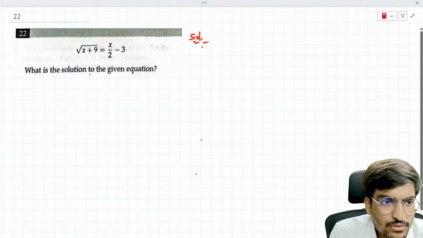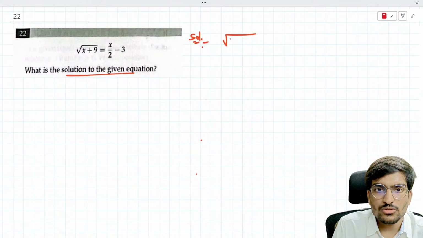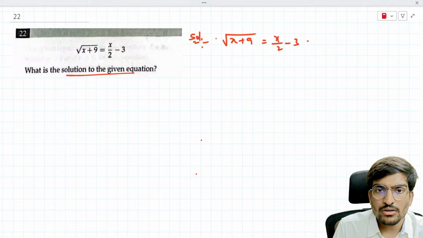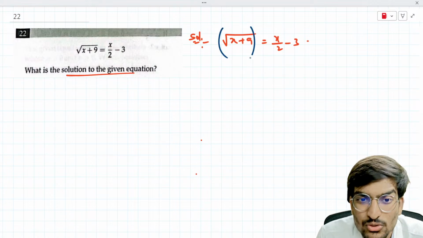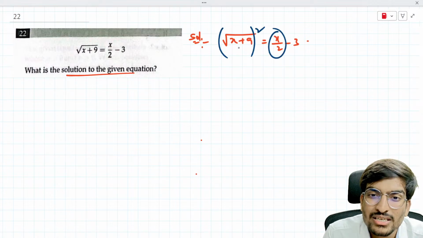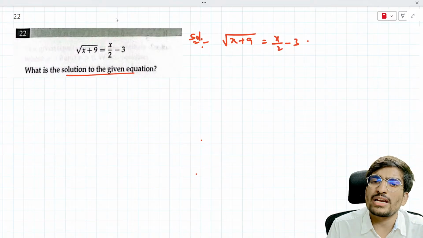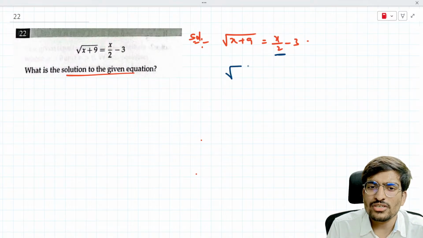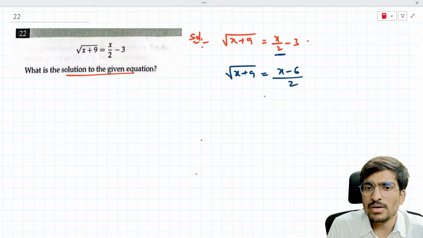So here, what is the solution to the given equation? Root of (x + 9) equals x/2 − 3. So we have to find the x value. How can we do that? Obviously, we get an idea to square up. But here there is a fraction. It's okay. You can do it that way also. No problem. Whenever you have a fraction, solve that fraction part first, like (x − 6)/2, and then 2 root (x + 9). So this way it is a bit easier and faster.